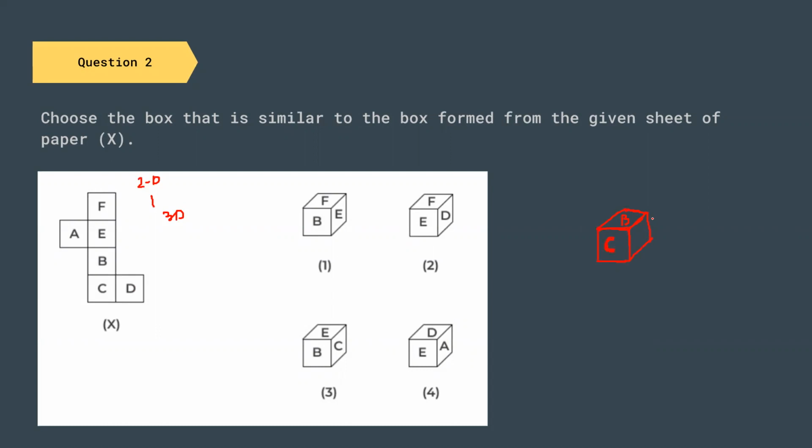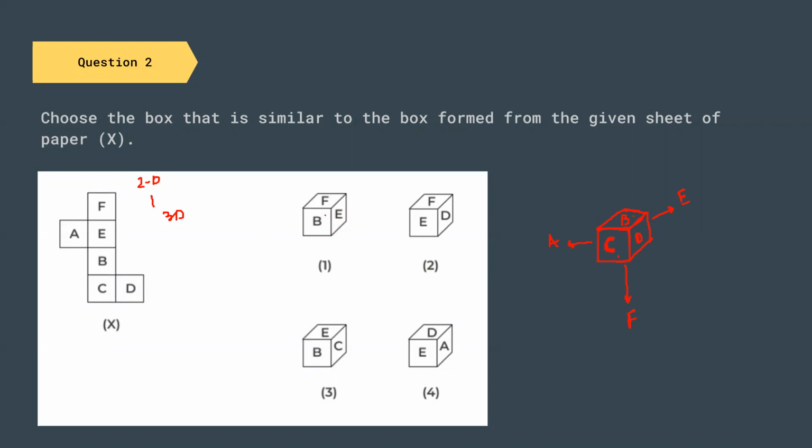The face that is after B is going to be E, and the face below is going to be F. The face on the right-hand side of C will be D, and obviously the face here will be E. So we have C, then B, then on the backside we are going to have E. With E, we are going to have A, so A will be present here. And below this cube, we are going to have F. Now let us start eliminating.